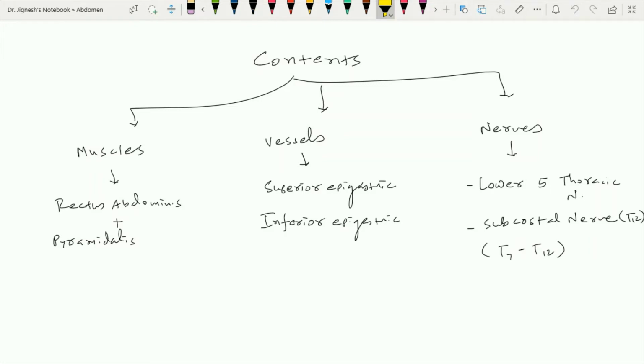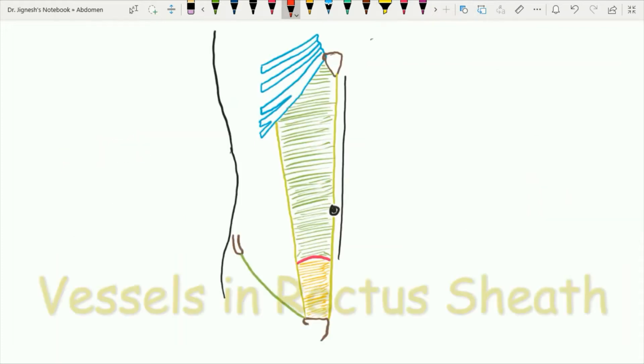So out of these three major contents, the muscles we have already discussed in my previous lectures. I am going to put the link in the description for the muscles. Now let's see the vessels, which are the content of the rectus sheath. And for that, let's see one image.